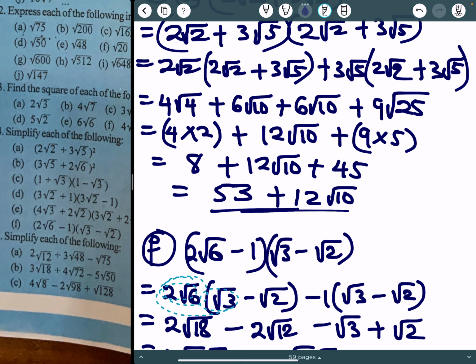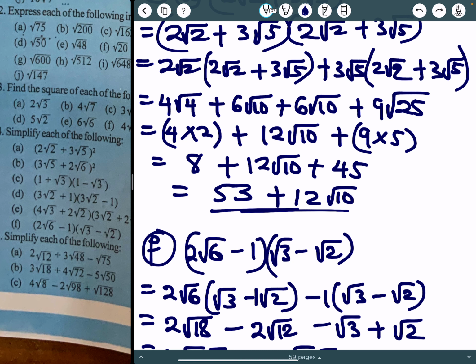So 2 root 6 times root 3 will give me 2 root 18. You know how I did that? There's an invisible one here. So I'll do 2 times 1 to get 2. Then I'll do root 6 times root 3 to get root 6 times 3, which is root 18. Also, I'll do 2 root 6 times minus root 2. That will give me minus 2 root 12 because there's also a disappearing one here. So 2 times minus 1 is minus 2. Then root 6 times root 2 is root 6 times 2, which gives me root 12.